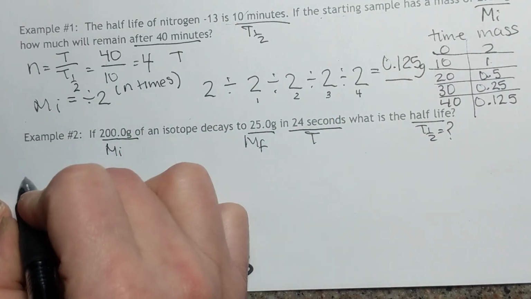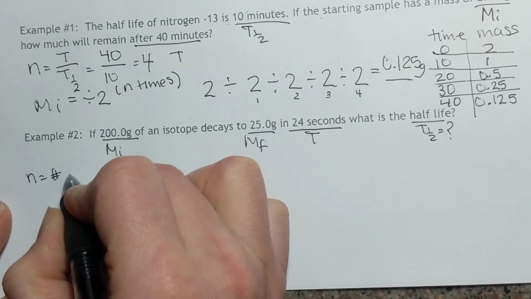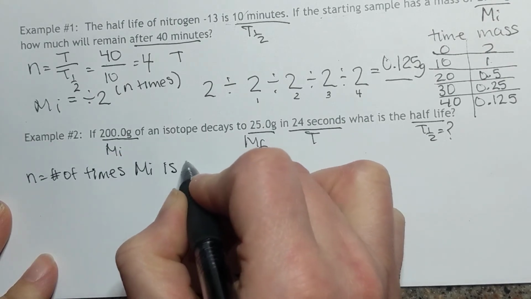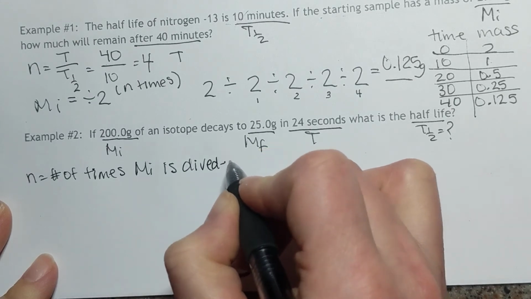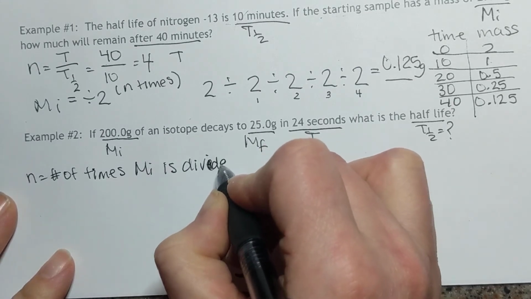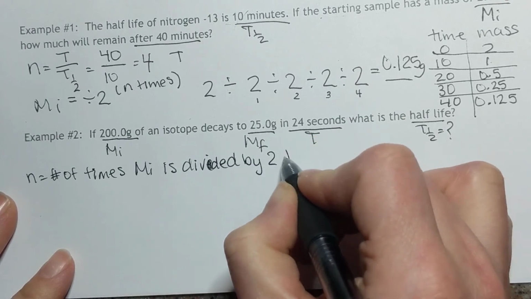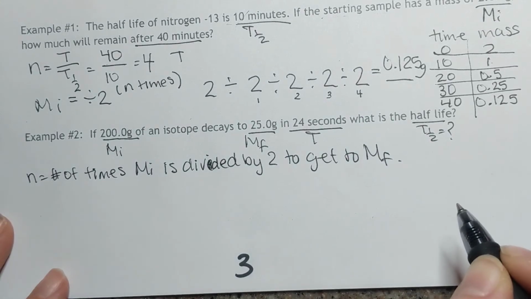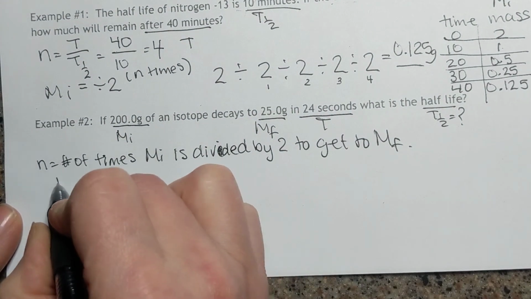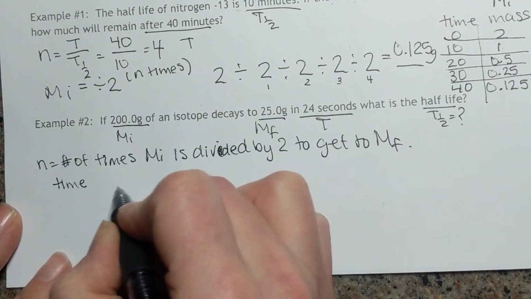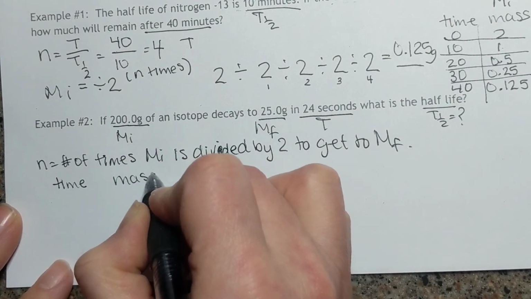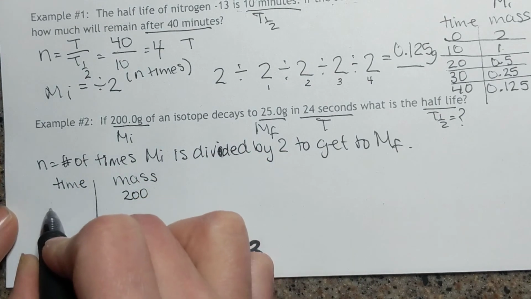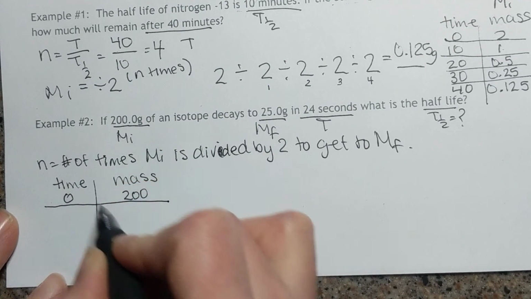So what I need to know first is n, which is equal to the number of times mi is divided by 2 to get to mf. So we'll make a chart to do this. We have our time, and then we have our mass. My initial mass is 200 grams, and that happens at a time of 0.